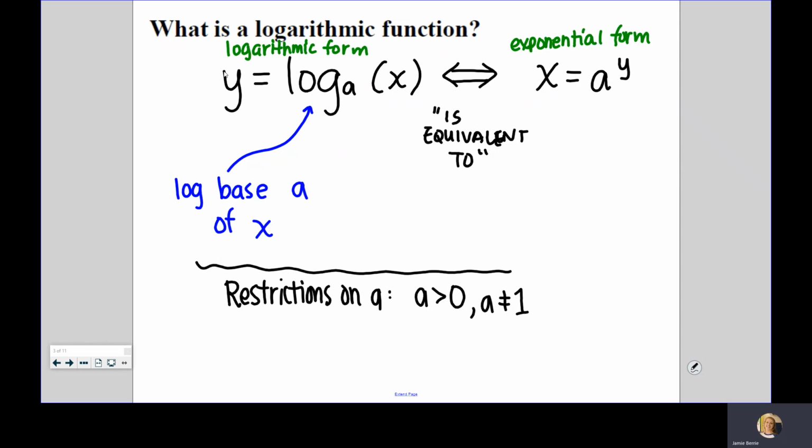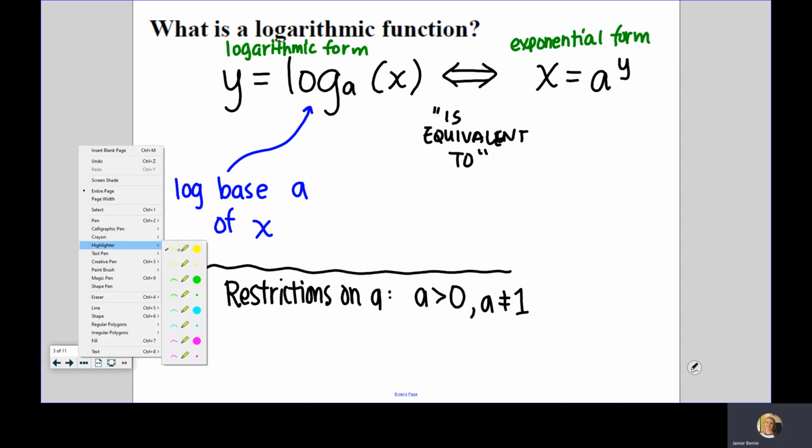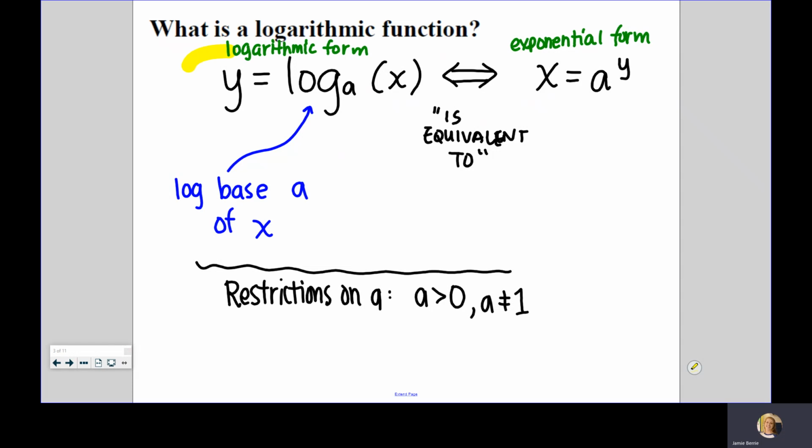Let me think if there's anything else. I think that's it. Now, this definition here is very important. You'll need to have that written down on your index card. We'll use this so many times that you'll probably have it memorized, but this is super important for the rest of this chapter.